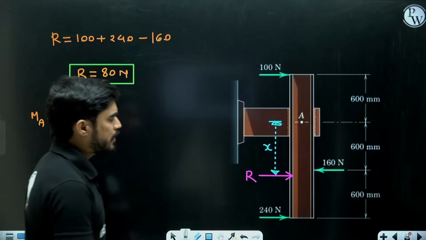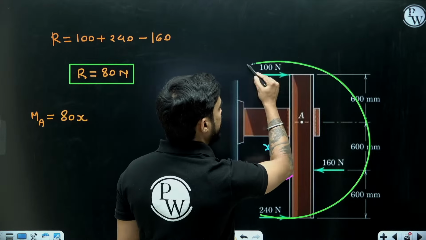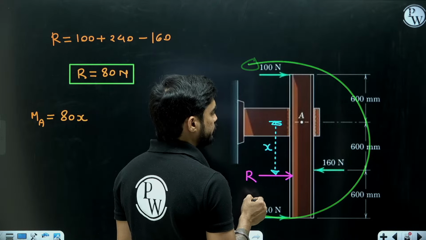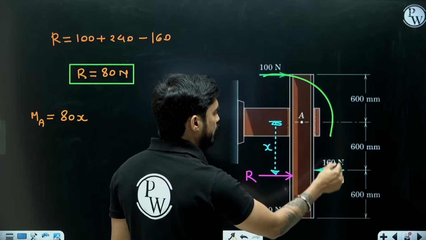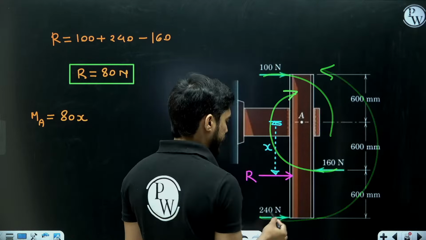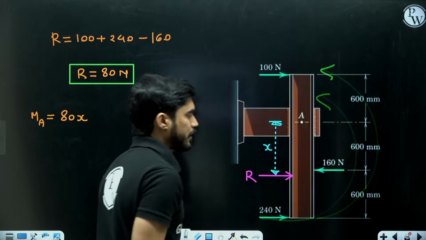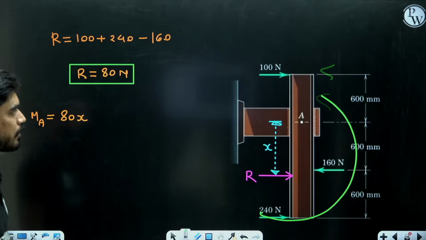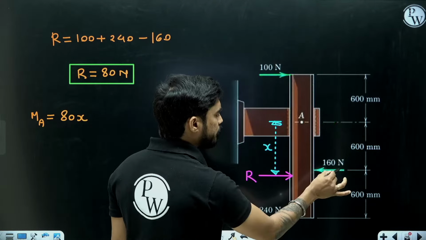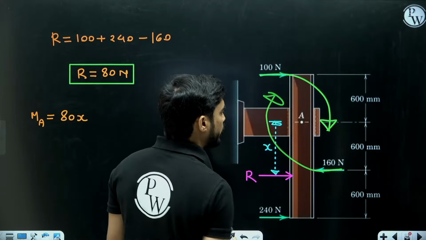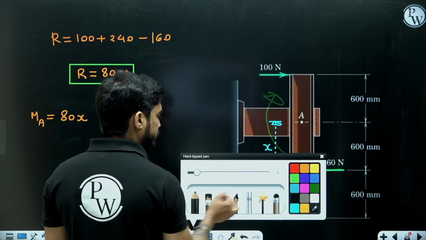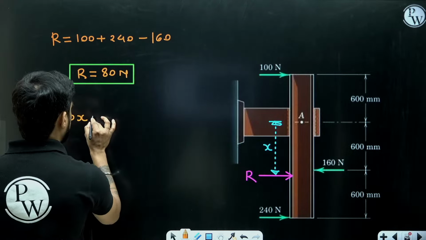Now moment of 240 Newton will also be anti-clockwise, and moment of 100 Newton and 160 Newton will be clockwise. You can see about point A, moment of 240 Newton will be anti-clockwise. But the moment of 100 Newton is going to be clockwise. Moment of 160 Newton is going to be clockwise. So I have assumed anti-clockwise moment to be positive. So moment of 240 Newton will be positive.